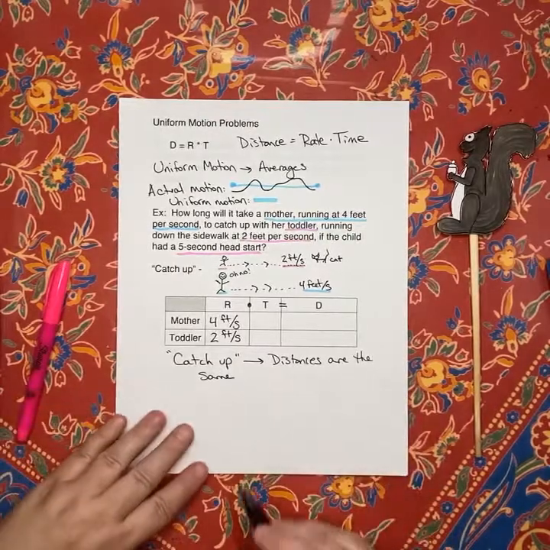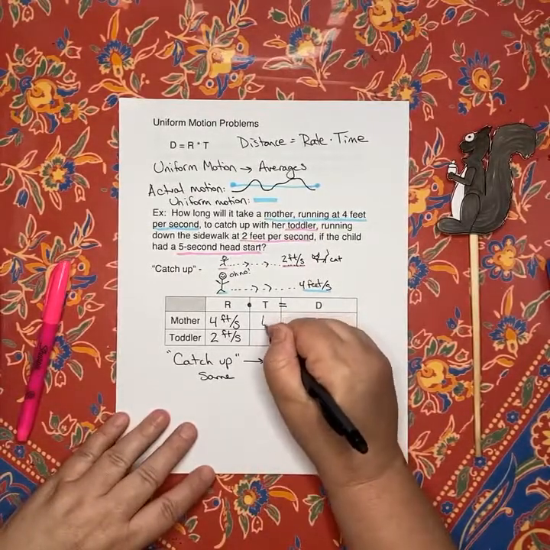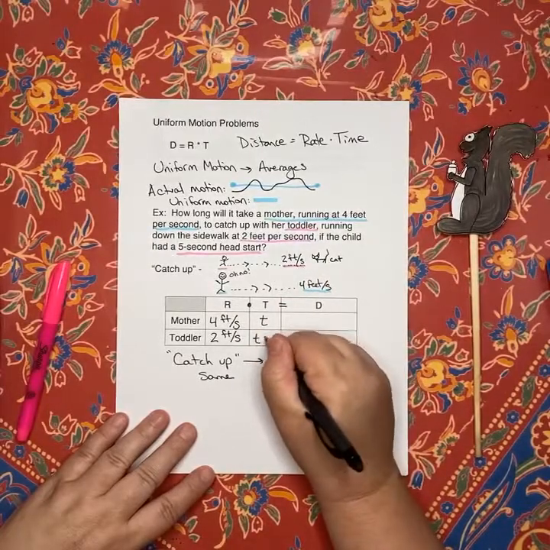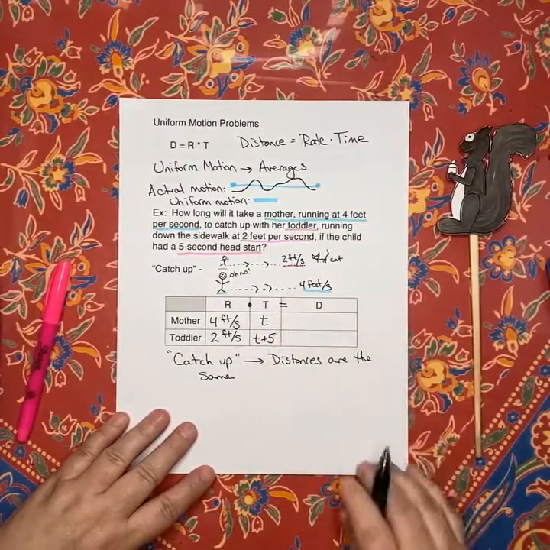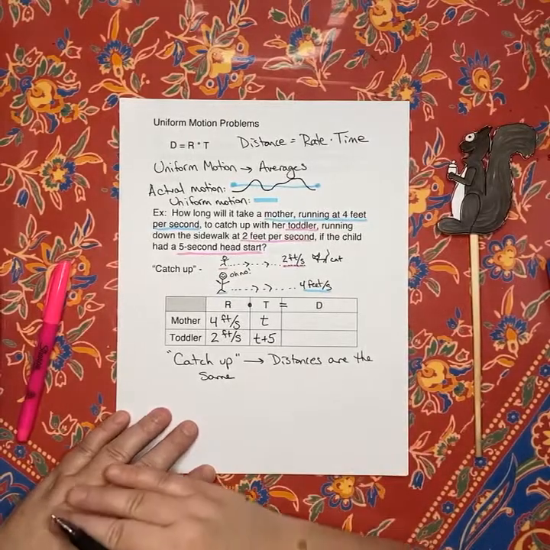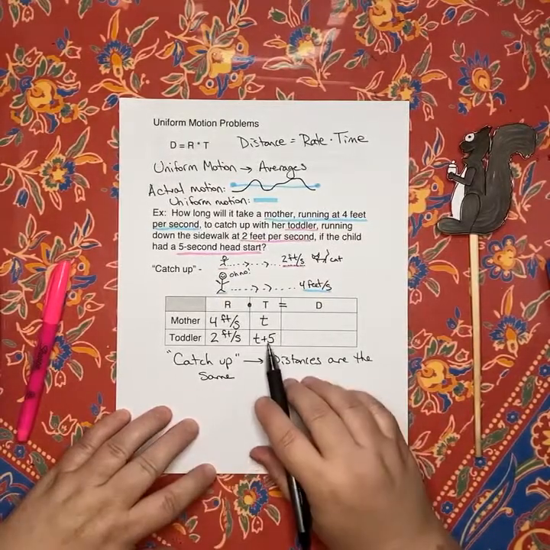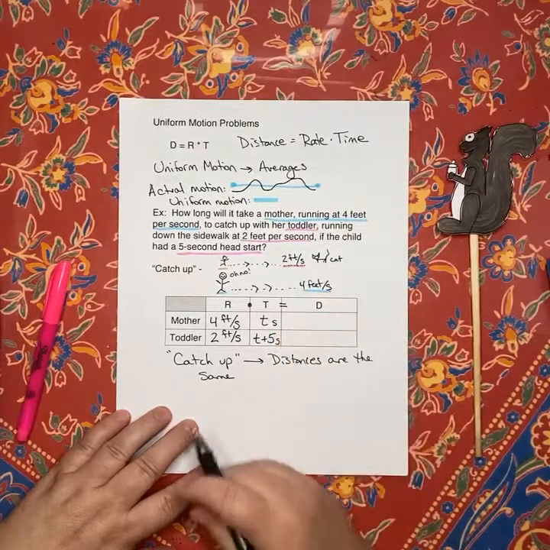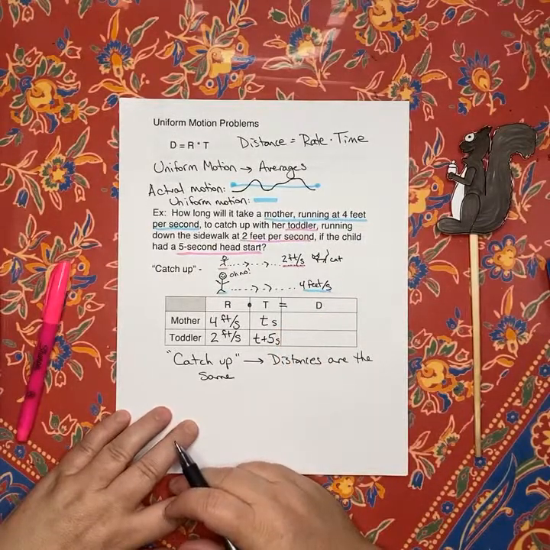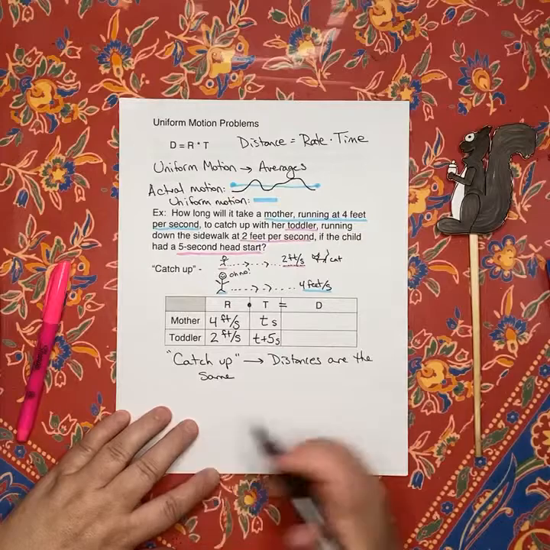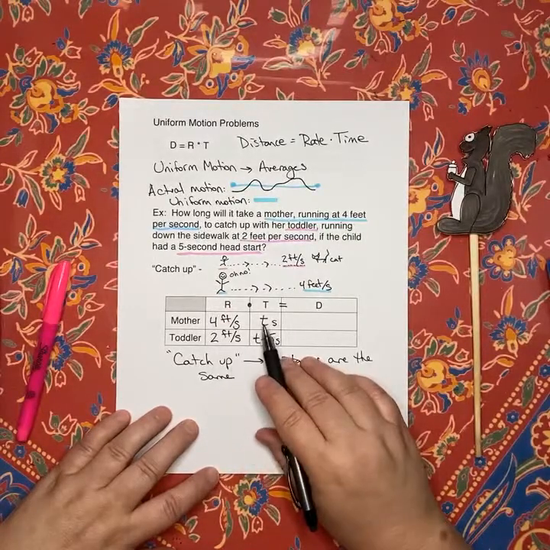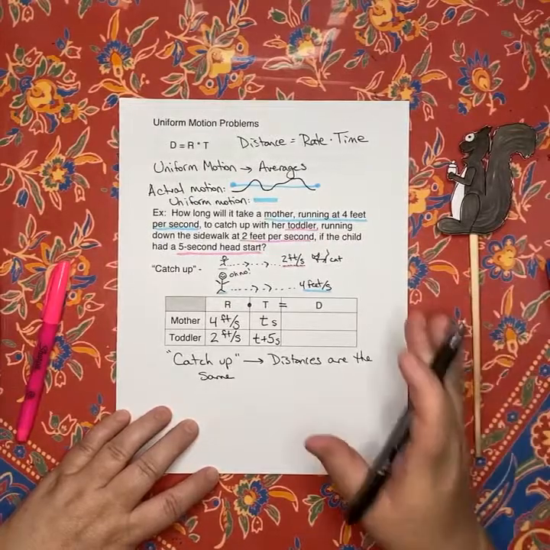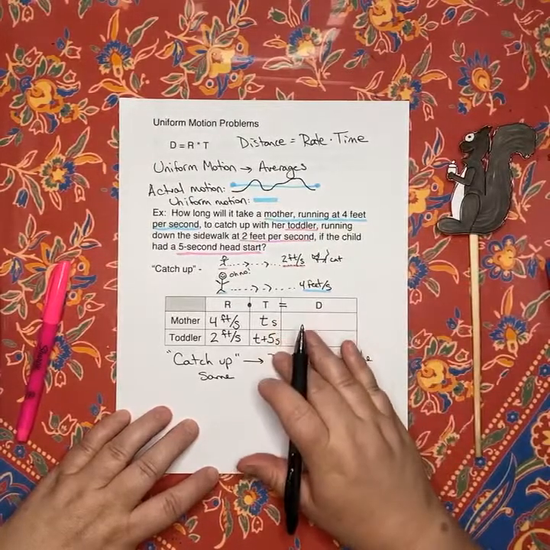Can I suggest that if you use t for the mother, don't panic, you use t plus 5 for the toddler? What do you think? Because the toddler goes for 5 seconds more. So these are seconds. What do you think? Now, there is another school of thought that says let t be the toddler and let the mom be t minus 5. And you could do it that way. I think it's a lot harder, so I'm going to do it this way.